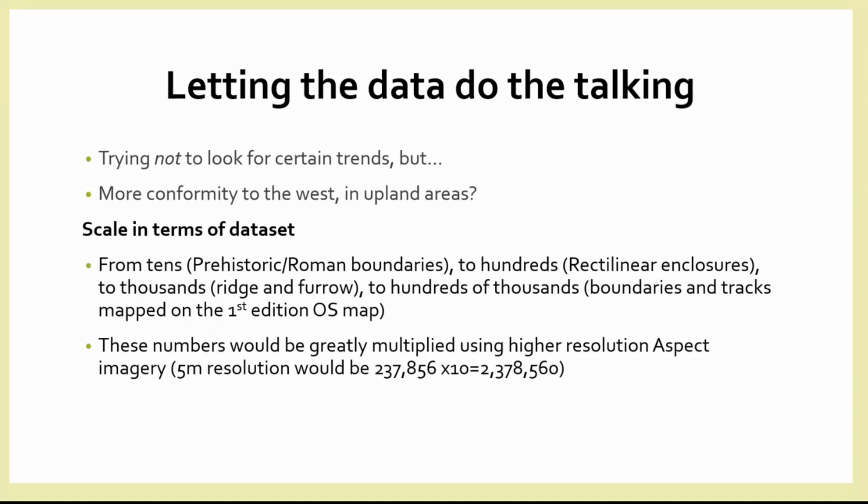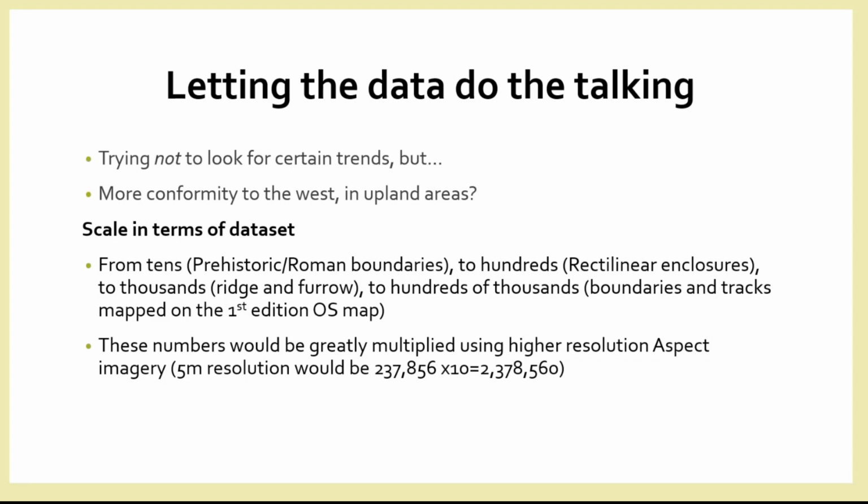What I was trying not to do was look for certain trends. I wanted to let the data guide this rather than saying, there are certain orientations I'm interested in that I want to shoehorn into this. I tried to make it very objective in terms of the output of the processes. But I was finding there was more conformity to underlying slope the further west we went, which probably makes sense because it was more of an upland zone up there.